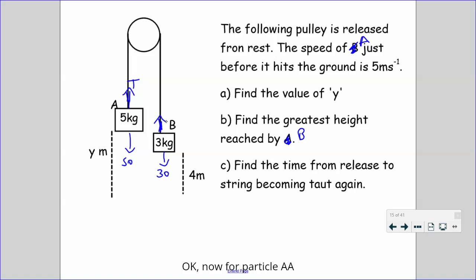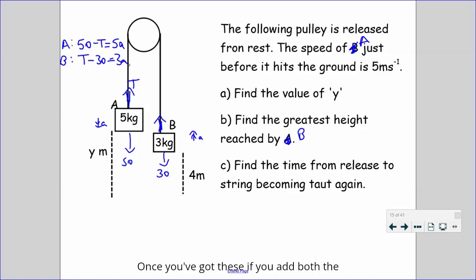Now for particle A, A is heavier, so A goes down. So you do down minus up: 50 minus T equals MA. And A was going down and B is lighter, so B goes up. So for this, we have to do up minus down. So for B, we are doing up, which is tension, minus down, which is 30, equals 3A.